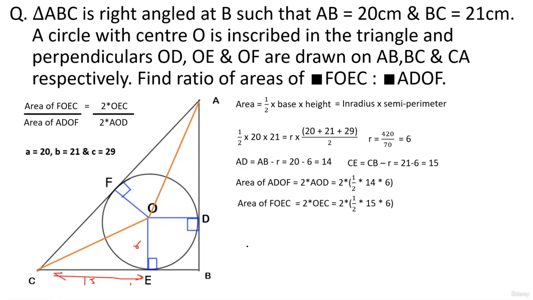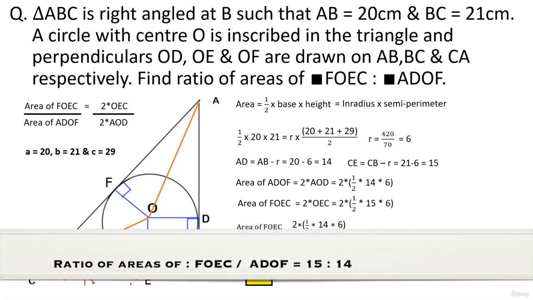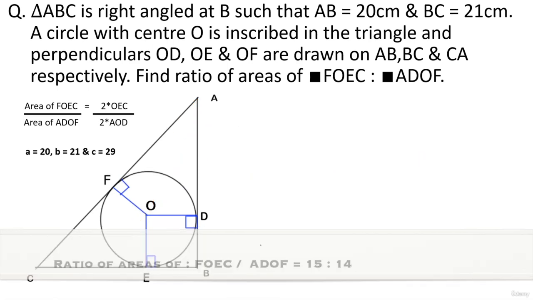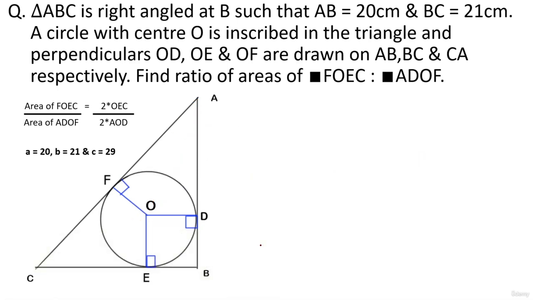So what is the area? Half into base into height, and then double it. When you divide these two, you get the ratio as 14 by 15, and that's exactly what we set out to find. Now, if you understood carefully, guys, first I need to find the ratio of the two areas, OEC and AOD, and to do that, I first need to find the value of the inradius.